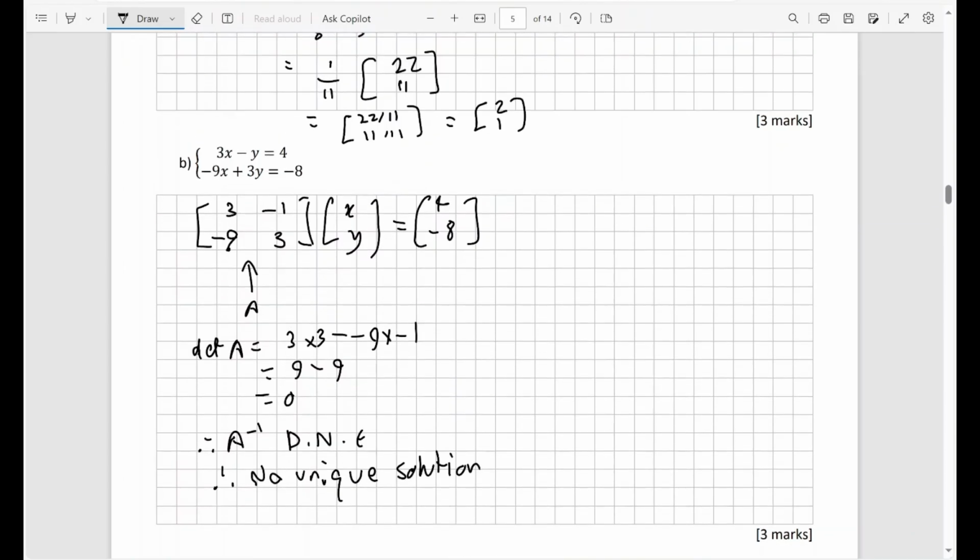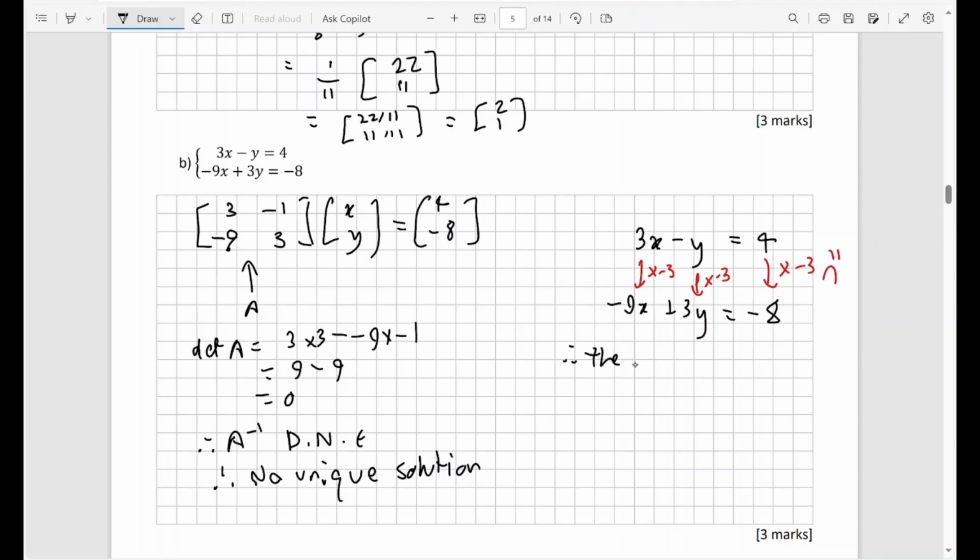All right, now to figure out whether we've got 0 solutions or infinity solutions, we need to figure out whether one equation is a multiple of the other. So you've got 3x take y equals 4, and you've got minus 9x plus 3y equals minus 8. So you want to look if one's a multiple of the other. 3 to minus 9, you want to times by minus 3 to get there. Same thing here. But times minus 3 does not work to get from 4 to minus 8.